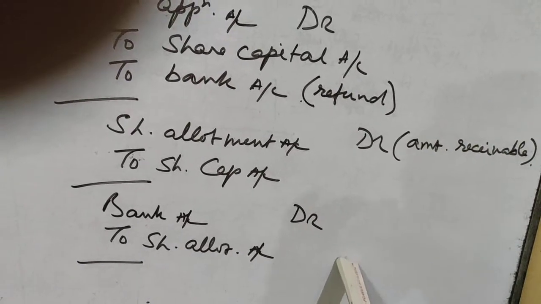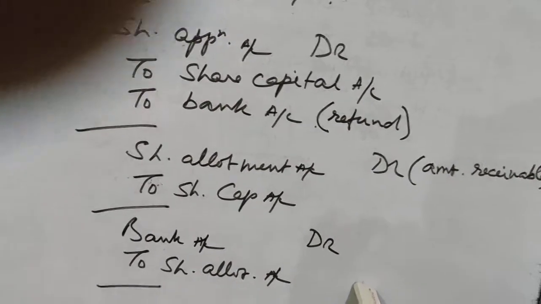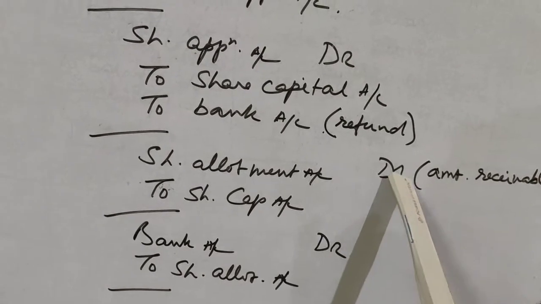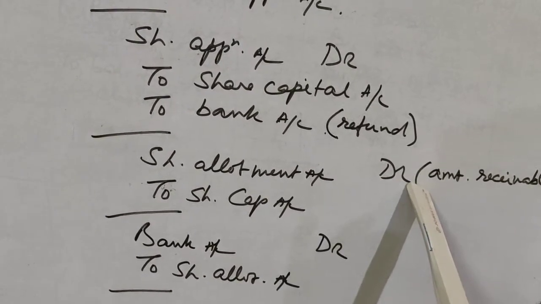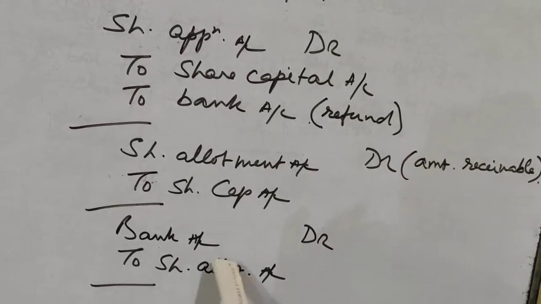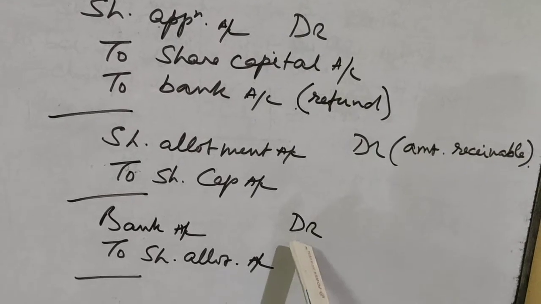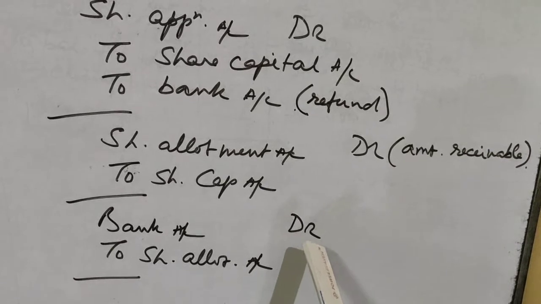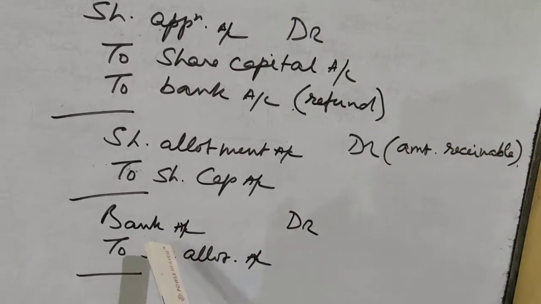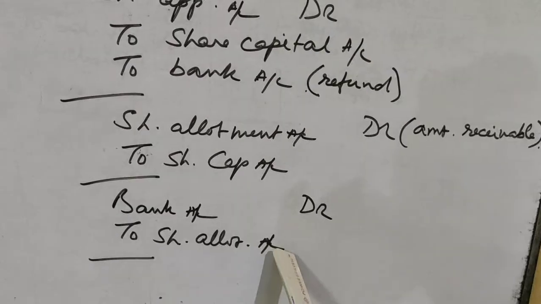Now in this case, we have to also understand one more thing. Sometimes it so happens that some shareholders may not pay. In that case, your bank will be less than the share allotment account debit amount. So in that case, bank account will be debited with the actual amount received. Calls in arrears account will be debited with the money not received. Here I have not written the calls in arrears account debit, but if the total money of allotment is not received, then calls in arrears account will be debited with the money not received to share allotment account.